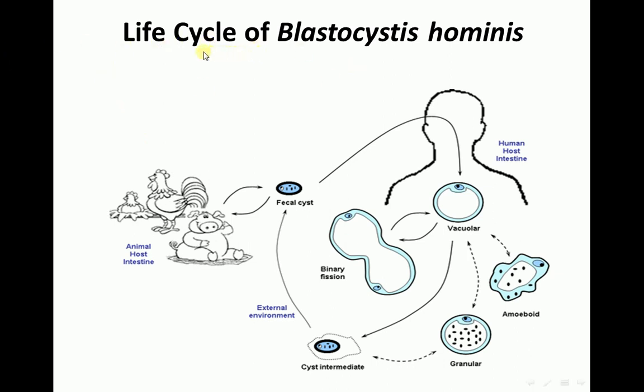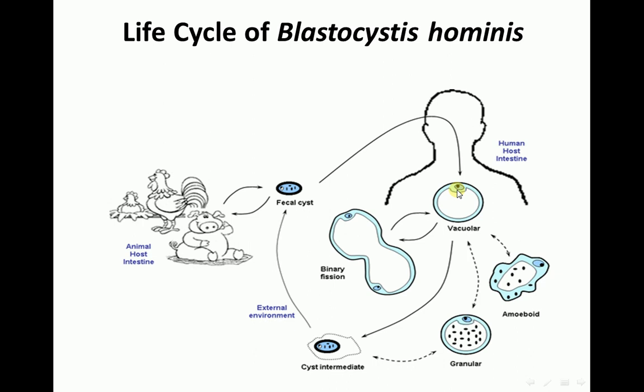Life cycle of Blastocystis hominis, as an example of a protozoa which has two stages in their life cycle, the cyst stage and trophozoite stage. Infection occurs after ingestion of contaminated food or contaminated water with fecal particles containing the cyst stage of this parasite. After ingestion, cysts convert to the trophozoite stage.